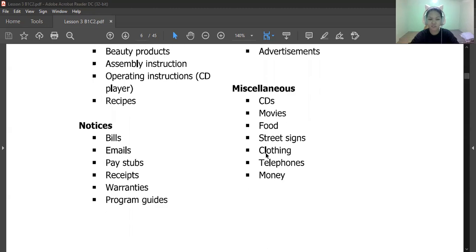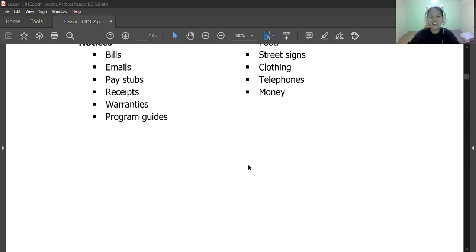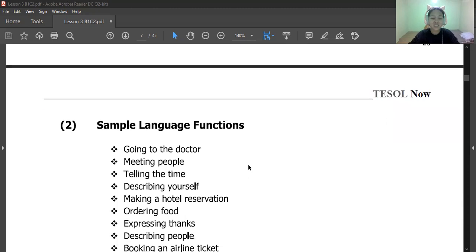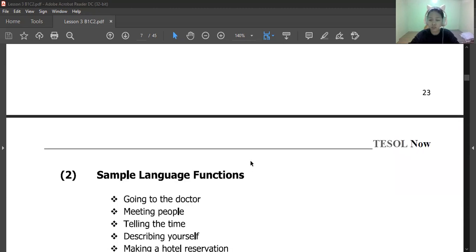They're very helpful. I've used this when I was having my internship in fourth year college. Very effective. I got an applause from my cooperating teacher because of that. What about sample language function?